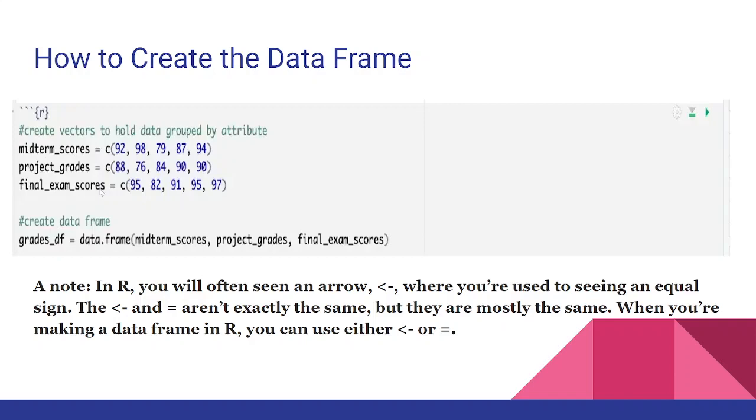Now that we have our vectors, we're ready to create the data frame. This data frame is going to be called grades_df. A note: in R, you will often see an arrow where you're used to seeing an equal sign. The arrow and equal aren't exactly the same, but they are mostly the same. When you're making a data frame in R, you can use either an arrow or an equals.